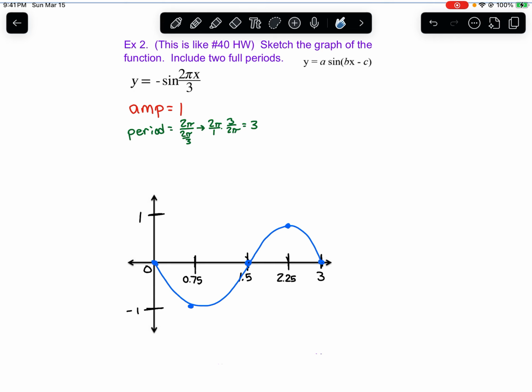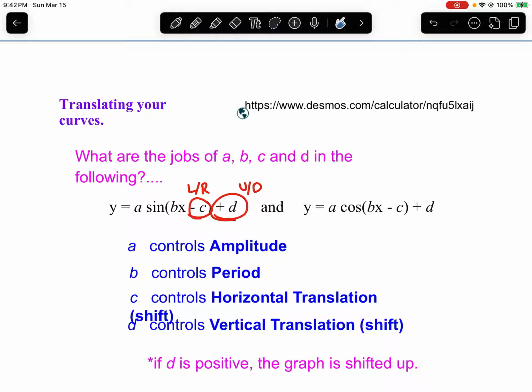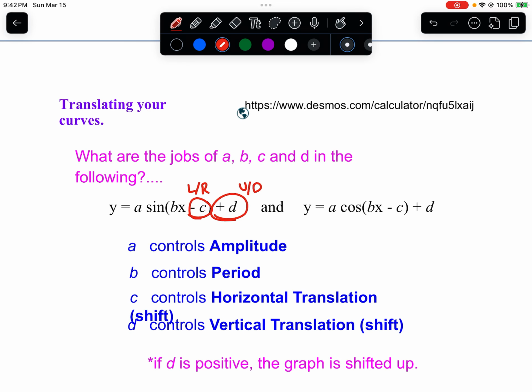The nice part with vertical shifts, with your D value in your equation, is that it's more natural: if it's a positive D value, it's going to shift your graph up. If it's a negative value, it's going to shift it down. Like I said, hopefully natural. With a phase shift, it's actually opposite of what you would generally think.